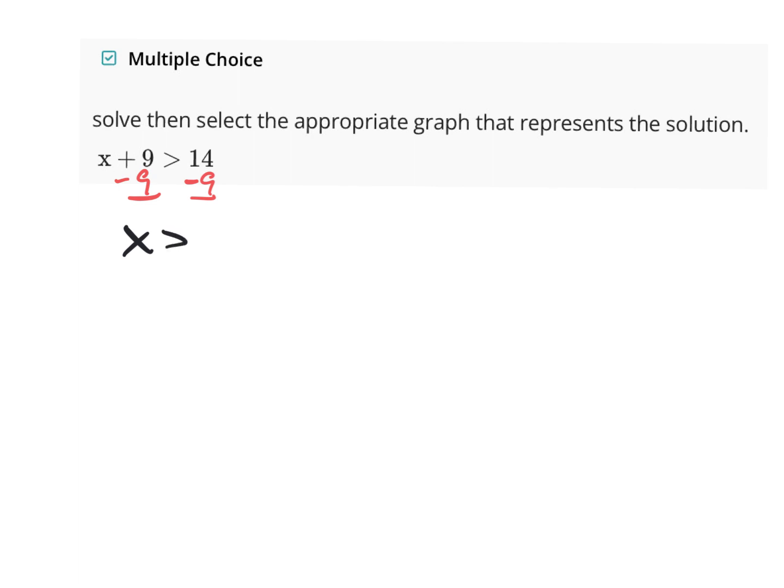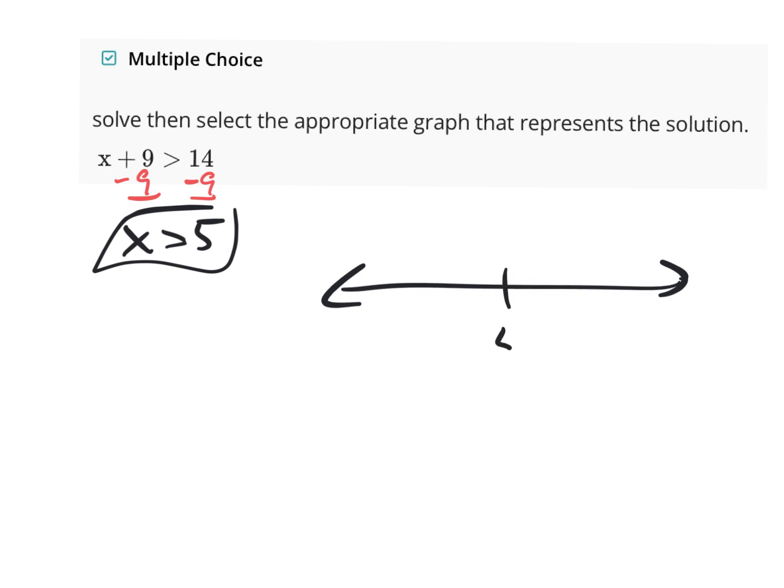And 14 take away 9 is 5. So x is greater than 5. If you were to graph that, that would be an open dot at 5 going to the right. Greater than is to the right. So some really easy points on Friday's test.